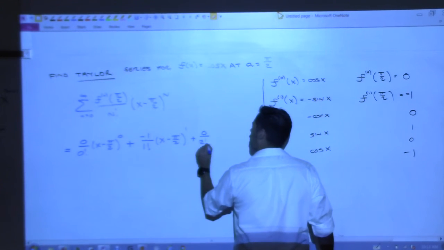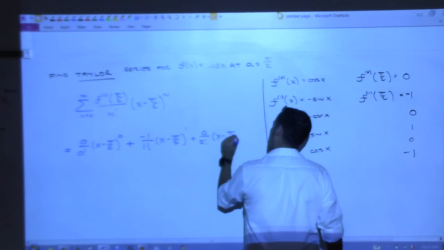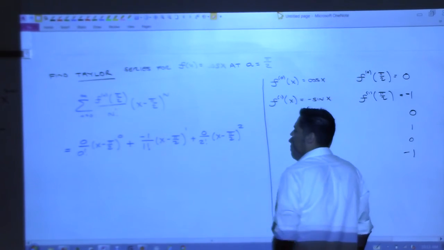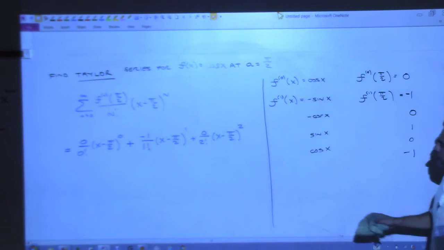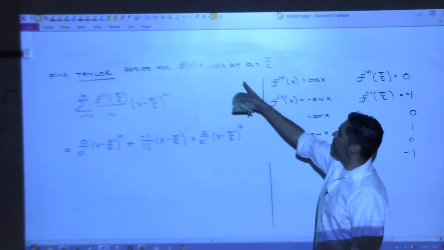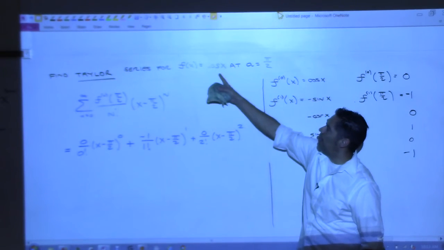0 over 2 factorial x minus pi over 2 squared. Hey, I'm sorry. Yes, I know I stepped out. Where did the x minus pi over 2 come from? I said let's find the Taylor series for cosine x at pi over 2.